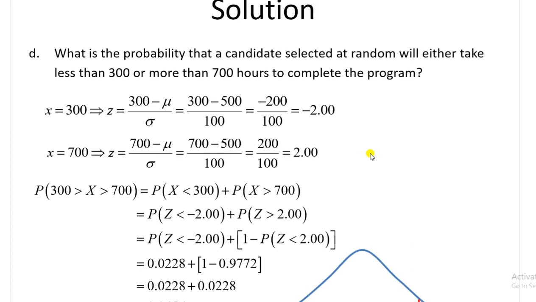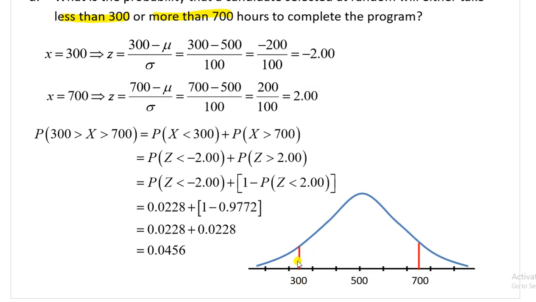Now two tails, because he said now what is the probability that the candidate will either take less than 300 hours or more than 700 hours. These are two separate areas now. You see, less than 300 is the tail on the left and greater than 700 is the tail on the right. So I cannot make one interval for them, right? So I will have to write two intervals. So x less than 300 or x greater than 700.